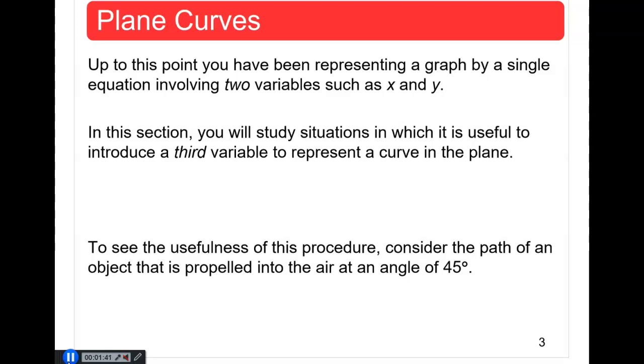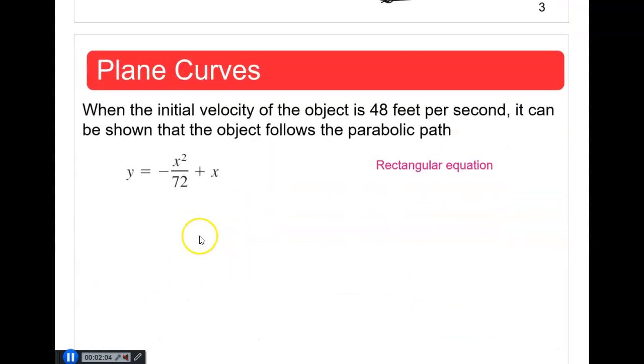To consider how useful this could be, consider the path of an object that is propelled into the air at an angle of 45 degrees. So having an object and then just being propelled at a 45-degree angle with the horizontal. And so when the initial velocity of the object is 48 feet per second, it can be shown that the object follows the parabolic path.